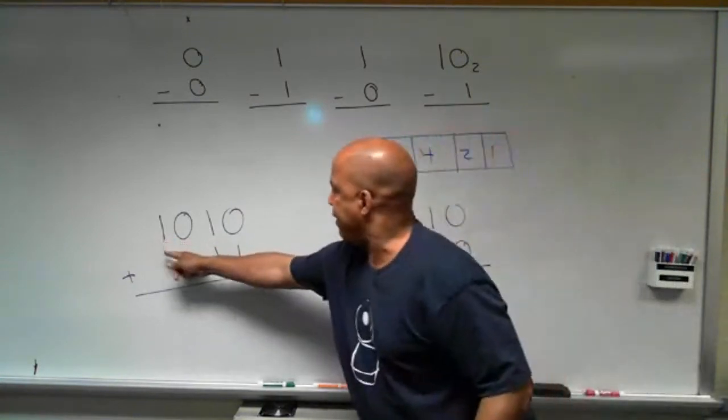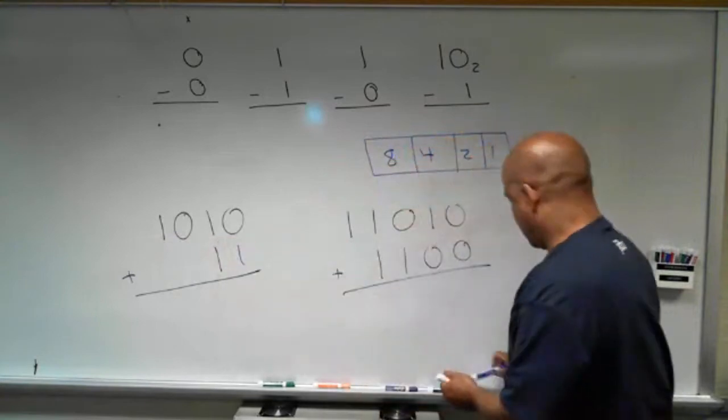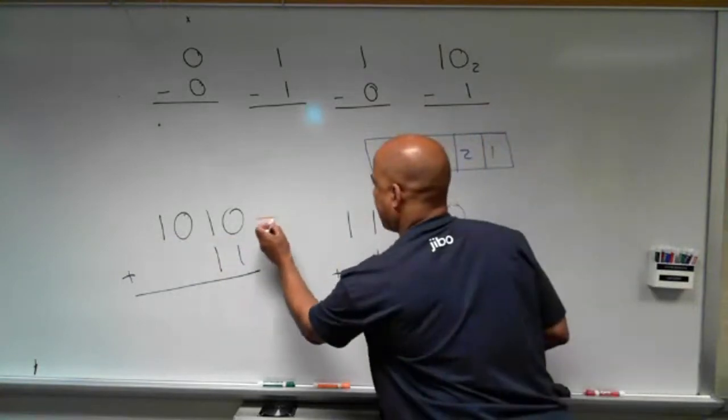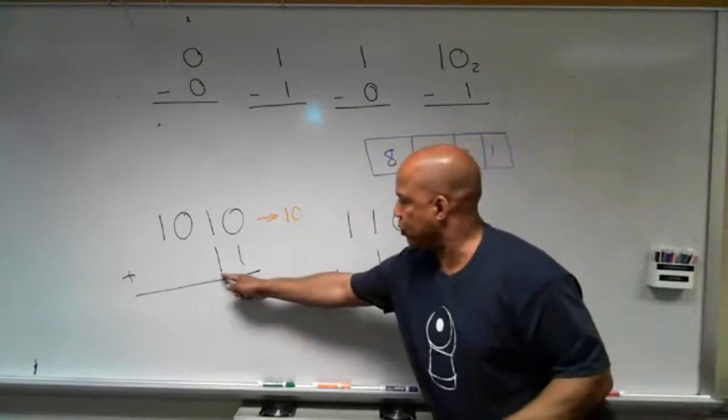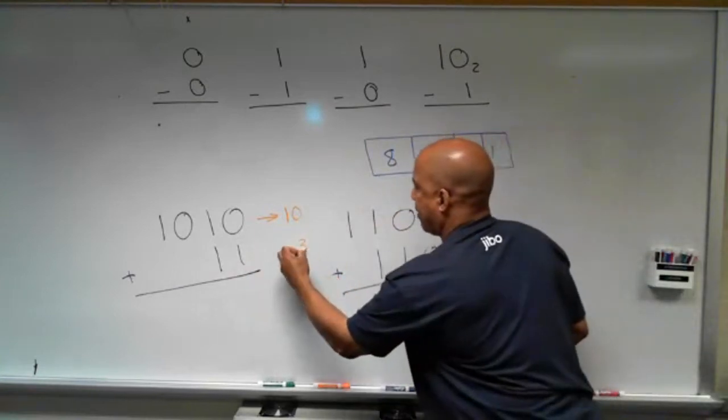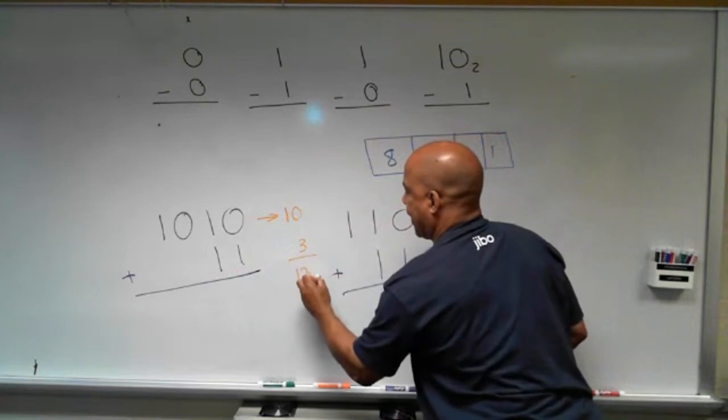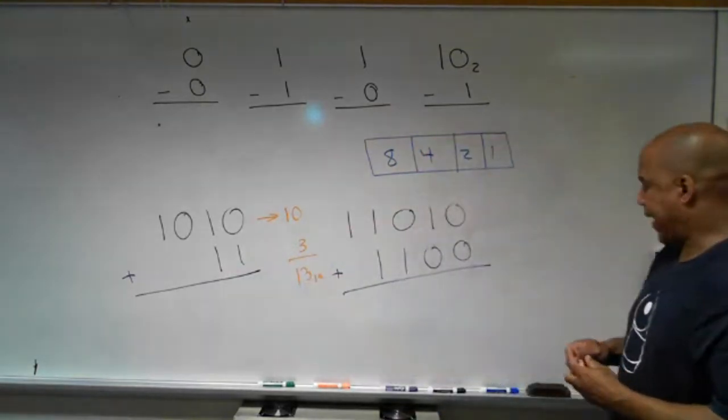So I got an 8, I got a 2, so that's a 10 in base 10. And I got a 2 and a 1, that's a 3. So whoever said 13, you're right. That should be 13 when I add it up.